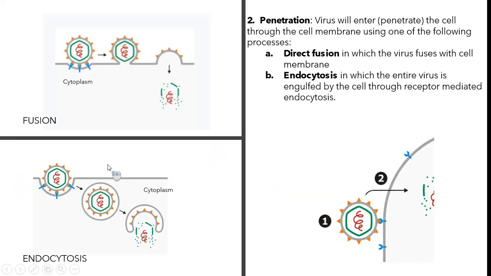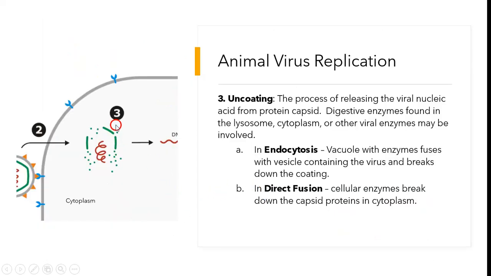Let me go back up to this slide. In the case of fusion, where you just push that nucleocapsid into the cytoplasm itself, it's going to be in the cytoplasm, where there are enzymes that are going to digest it. In the case of endocytosis, where the whole virus is encapsulated in a vesicle within the cytoplasm, the enzymes are located in that vesicle, and they're going to tear down that capsid. So the end result from step 3 is that we've digested the protein capsid and freed up the genetic material.